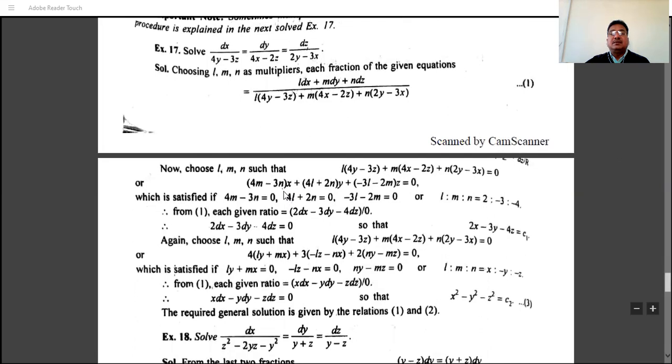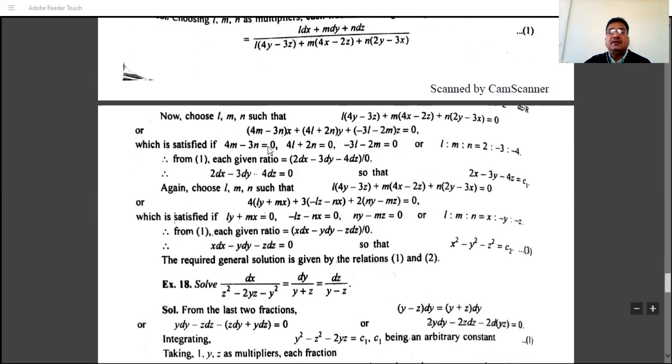So we multiply l with P, m with Q, and n with R, and then we have this equation. And in order to satisfy this equation, the coefficient of x must be 0, the coefficient of y must be 0, and the coefficient of z must be 0. When this is equal to 0, then we have these three equations. After solving these three equations for l, m, n, we have the answer: l is 2, m is minus 3, and n is minus 4. And then choose the multipliers as 2, minus 3, minus 4.